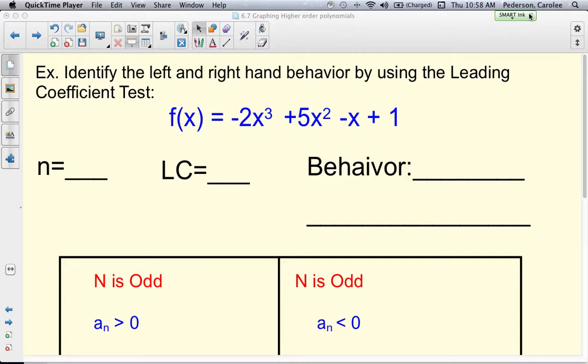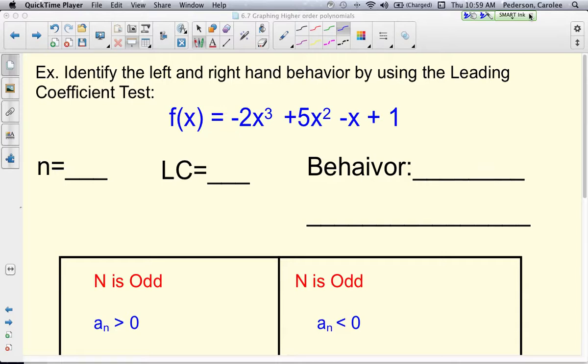What I do want you to write down is go ahead and write this function in the blue. F of x equals negative 2x cubed plus 5x squared minus x plus 1. Go ahead and write that down. And then what we're going to do is find out what is the end behavior of this polynomial.